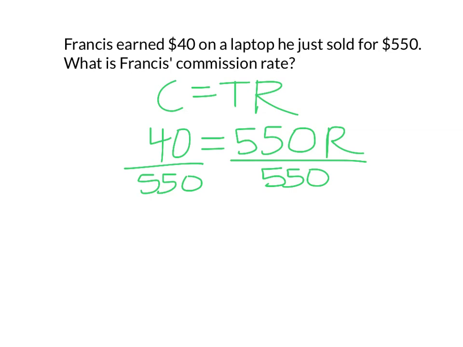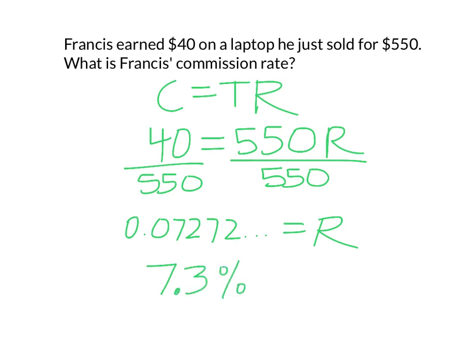And that comes out to be a repeated decimal, 0.07272... It keeps going like that. Now this is a rate, so we want to multiply it by 100 to turn it into a percent. And that gives us 7.27, or if we round to the tenth, 7.3% is his commission rate. And that's commission.